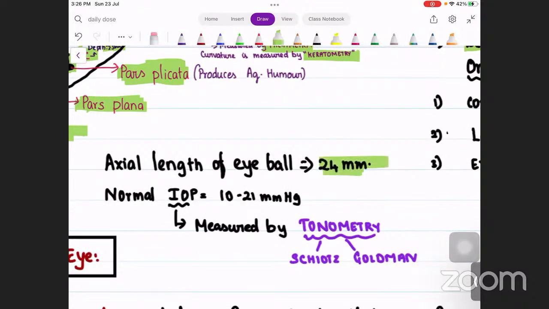And the normal intraocular pressure is 10 to 21 mm of Hg. Intraocular pressure is measured by tonometry. We have two types of tonometry: one is Schiotz, and the other one is Goldmann tonometry. Okay, so intraocular pressure is measured by tonometry, and corneal curvature by keratometry. Corneal thickness is measured by pachymetry. Pachymetry for corneal thickness, keratometry for curvature, tonometry for intraocular pressure.